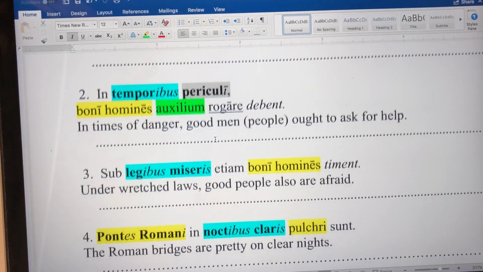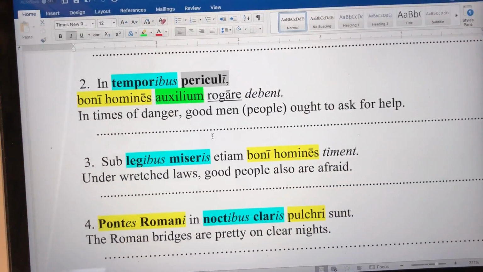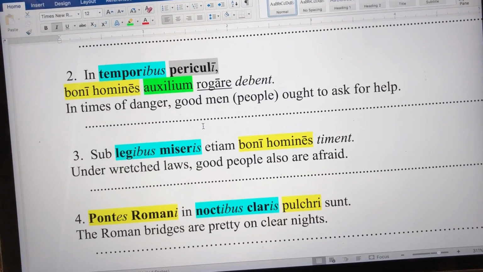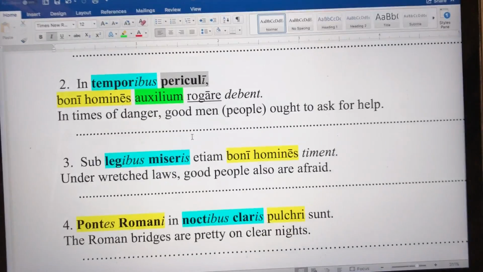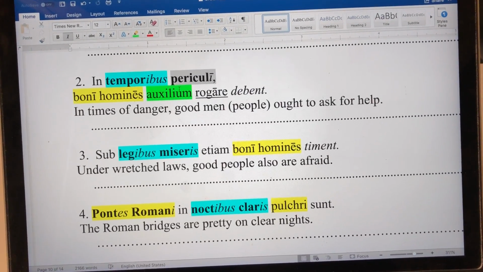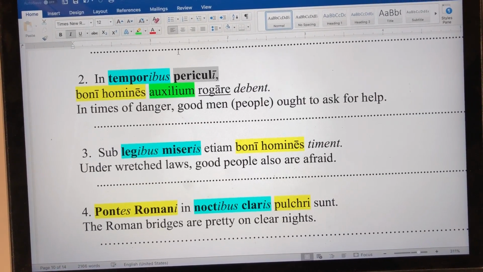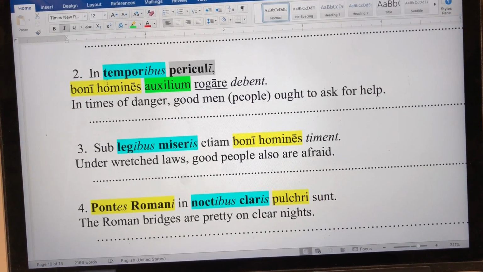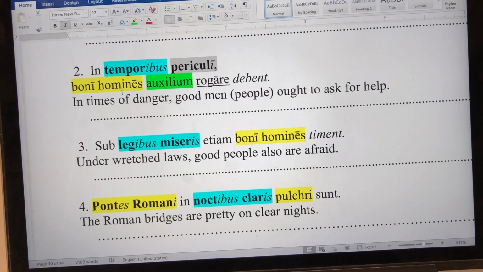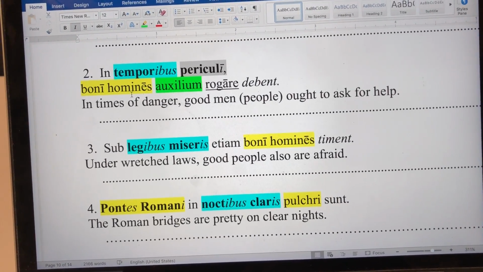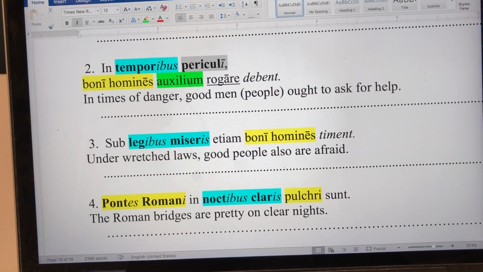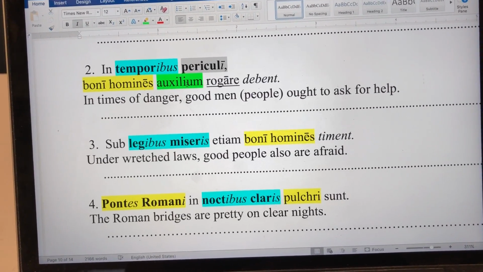In temporibus periculi boni homines auxilium rogare debent. So in temporibus periculi, I separated it out because that is sort of a phrase in itself. In times, temporibus, of genitive danger. The boni and the homines do go together. They're both nominative, masculine, plural. The good people or good men, debent, ought to ask for auxilium, ought to ask for help.